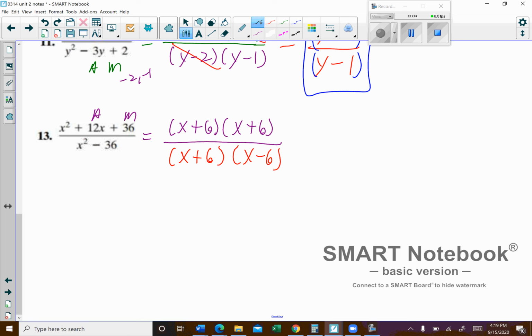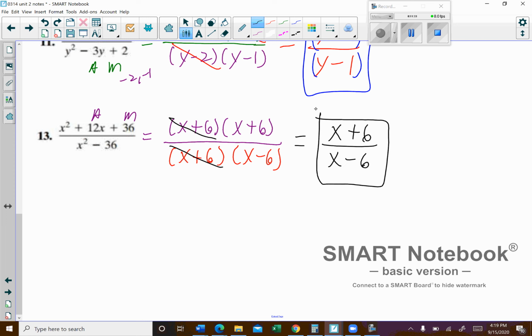Now remember, they have to be the exact same. So I do have a pair, both x plus 6. So I go ahead and knock those out. So I'm left with an x plus 6 over an x minus 6. Once again, don't try to do anything with the 6's or the x's. There's your answer. That's it.